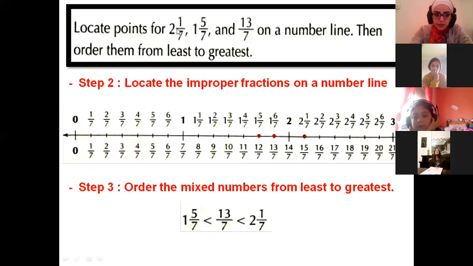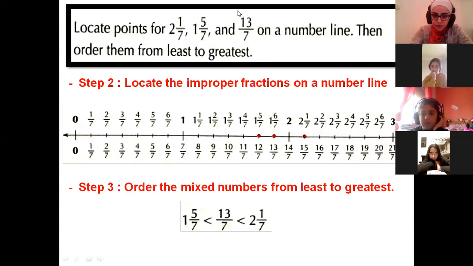Now, there is the first fraction, 2 and 1 over 7. So we jump from 0 to 1, 1 to 2. So 2 and 1 over 7 is just one part out of 7. So it's the last point here. This is 2 and 1 over 7. Now 1 and 5 over 7. Where is 1 and 5 over 7? It's going to be after 1. Count 5 jumps. 1, 2, 3, 4, 5. So this is 1 and 5 over 7.